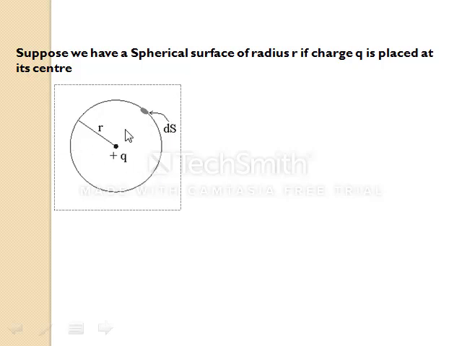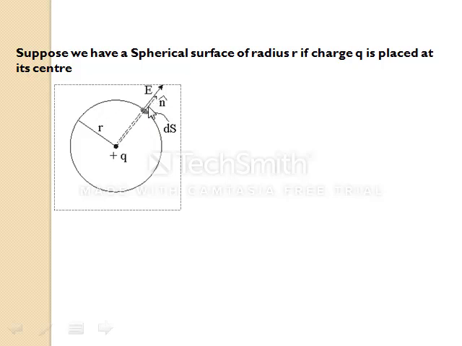Now we have to calculate flux through this ds. So we'll first mark normal to this surface. This is the normal to surface along the radius. Next, the field at this point on the surface. The field will be pointing along the radial direction. It points away from the charge, so this direction will be same. This is the direction of field.